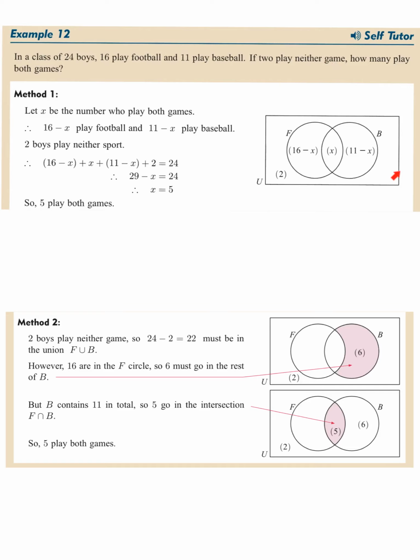The other thing is, how many play both games? Well, we assume that some play both games because it asked us how many play both games. Also, it says that 16 play football and 11 play baseball. When you add those two numbers up, it's 27. If there's 24 boys, then some must be playing both sports.